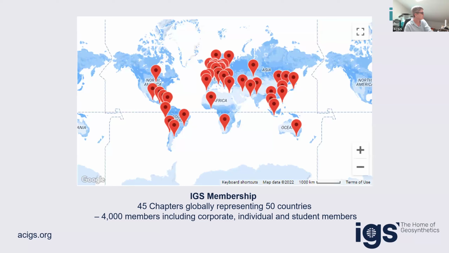Just want to give you a bit of background of what IGS is, the International Geosynthetic Society. We've got membership and chapters all over the world. As you can see on this slide, we've got 45 chapters globally, and we are representing 50 countries. Currently around 4,000 members across the world, including corporate, individual, and student members.